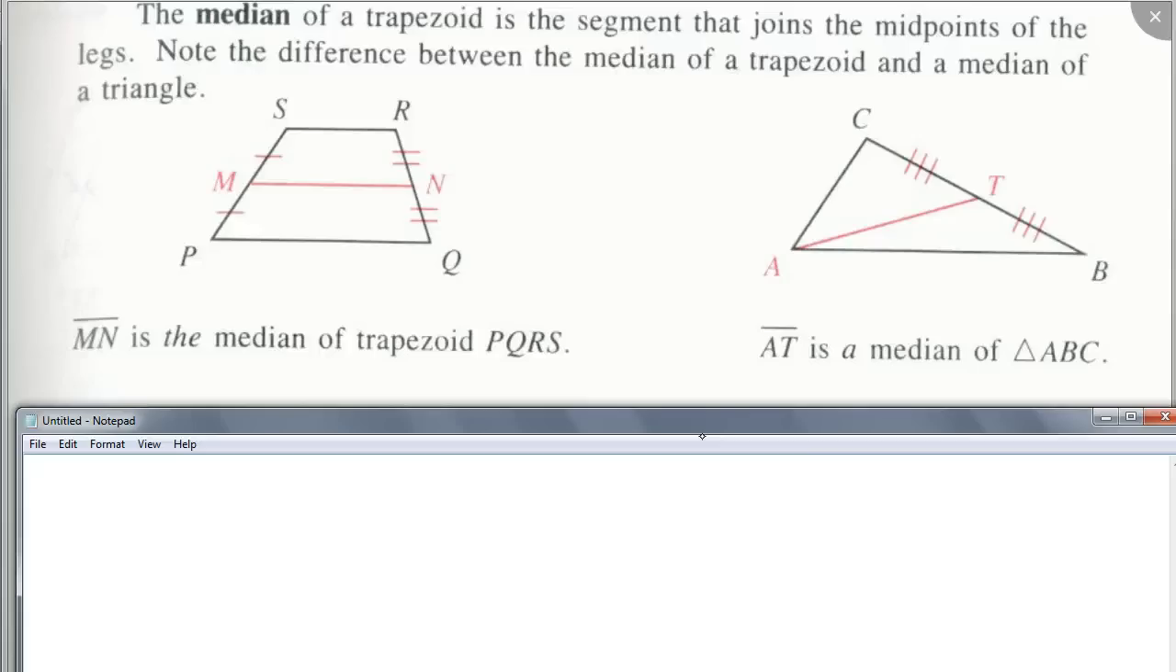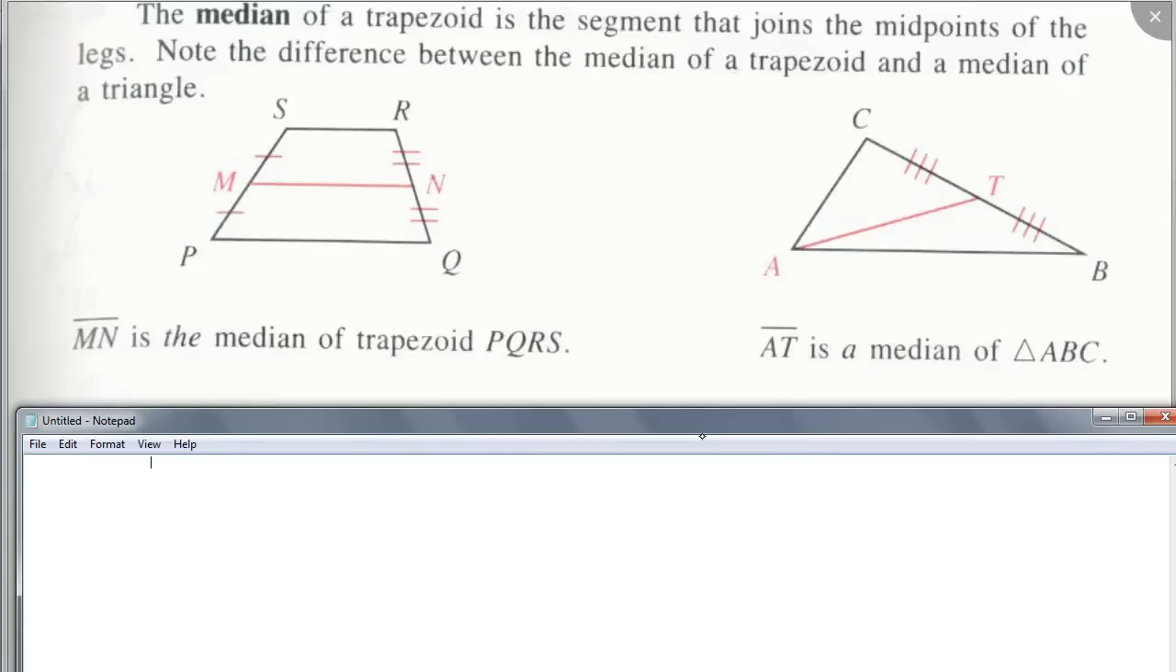What do you suppose we're talking about with medians of a trapezoid? Do you want to take a wild guess? Yeah, we're going to talk about a theorem that involves medians of a trapezoid. And Young said it first. It turns out that the median Mn is going to be parallel to the bases, PQ and SR. So that's the first part. Actually, there's a second part.